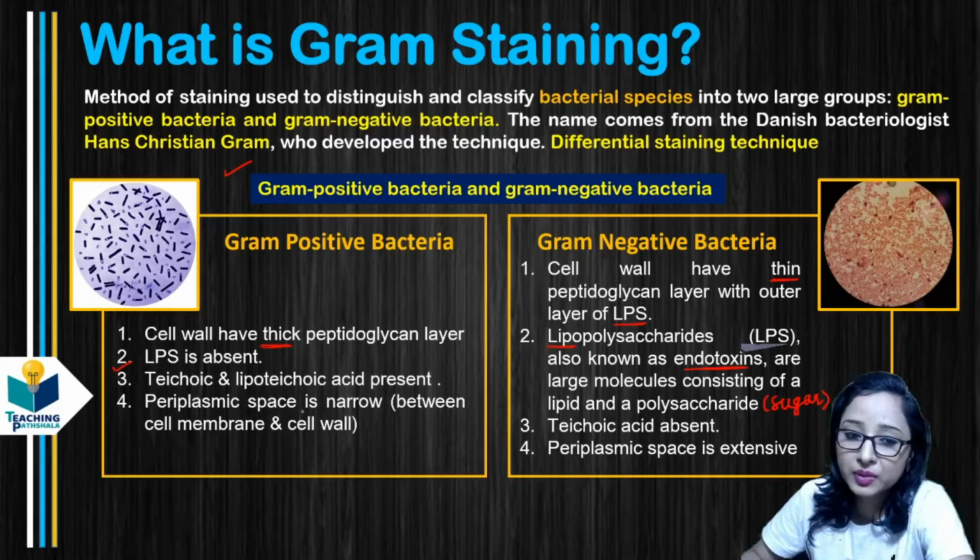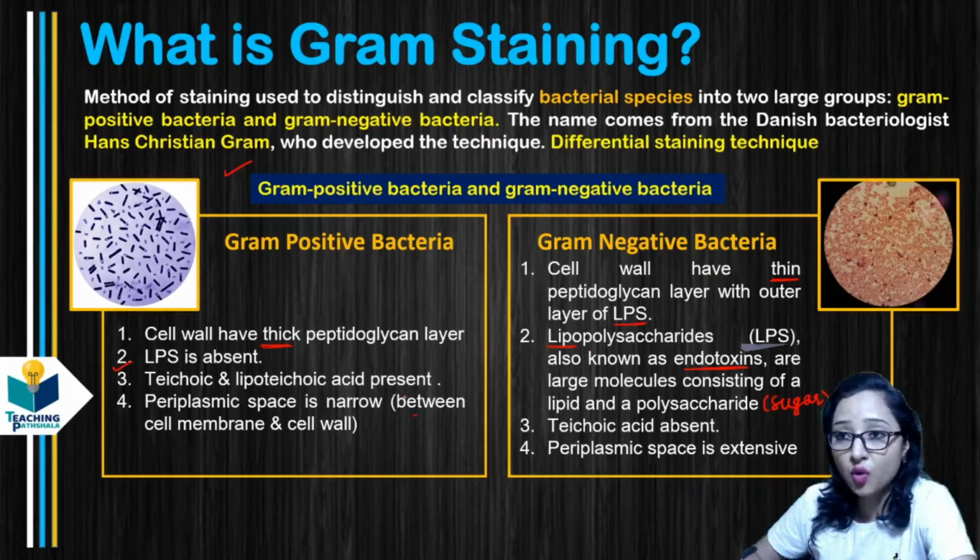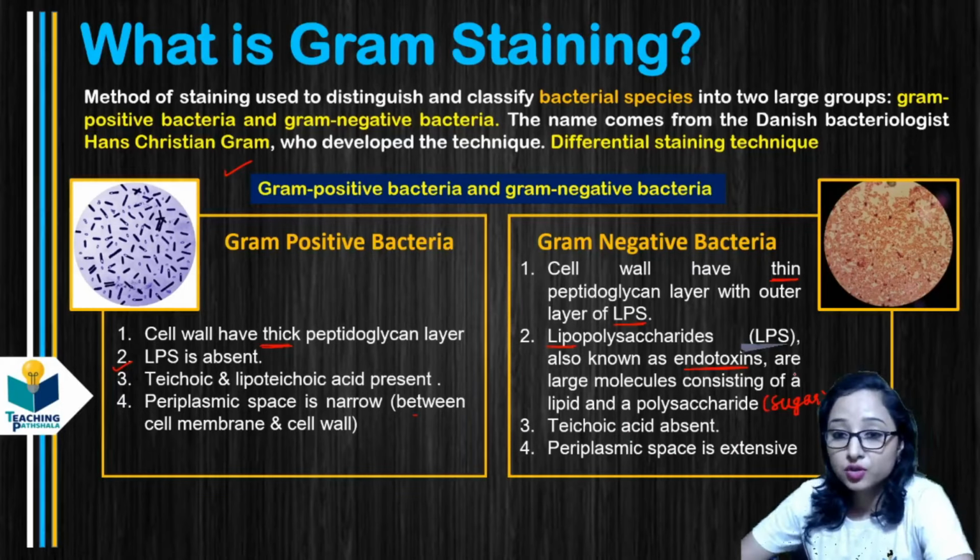The periplasmic space is present between the cell wall and the cell membrane. In gram positive bacteria the periplasmic space is narrow, but in gram negative bacteria, the periplasmic space is extensive. So these are the differences between the two strains of bacteria, gram positive and gram negative.